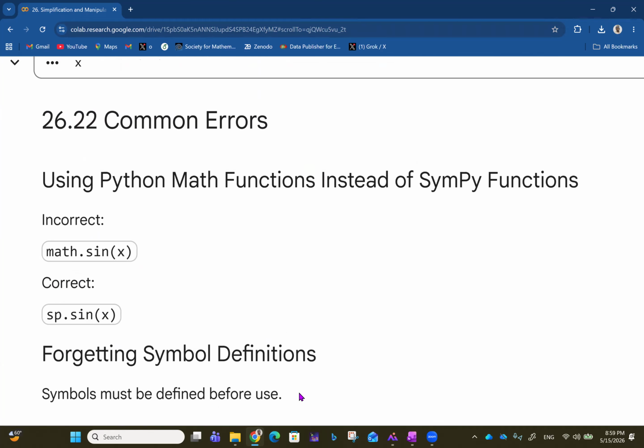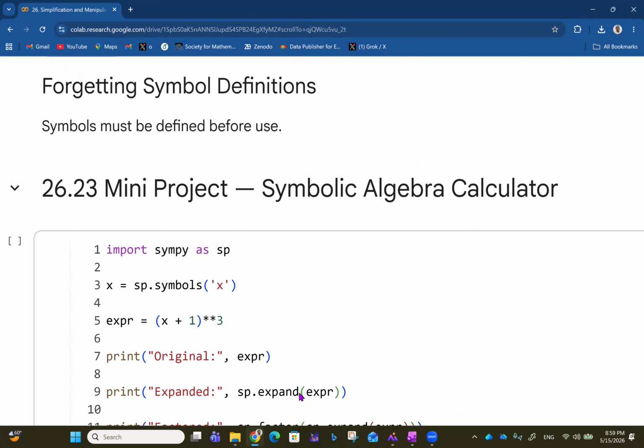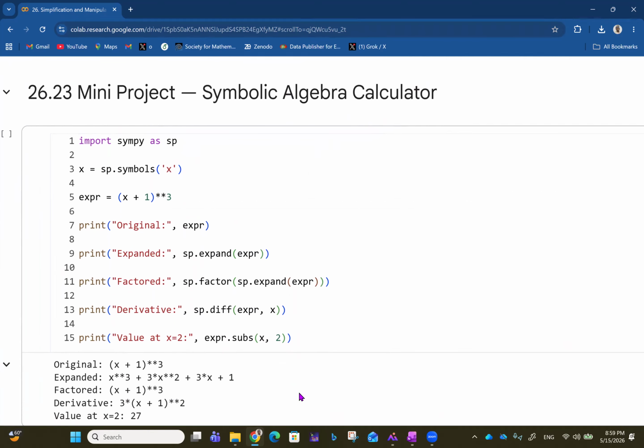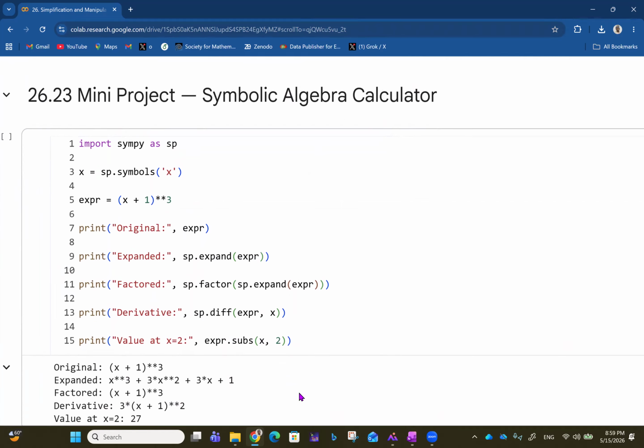Forgetting symbol definitions can also be a problem. Symbols must be defined before you use them. If you created symbols X, Y, Z, and somewhere you now want to use W, it's going to throw up an error. So if you want to use W, you have to also create it as one of the symbols. And don't forget that functions like sine, exponent, and trig come from SymPy, so they don't stand on their own. You have to use sp. for them.